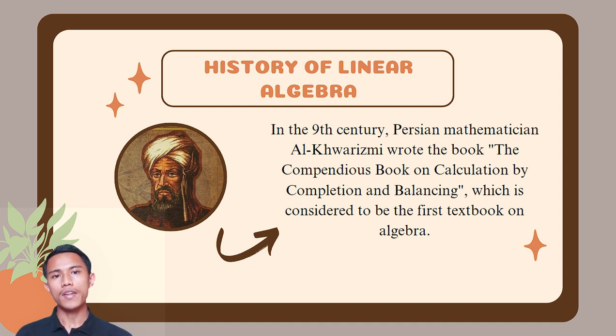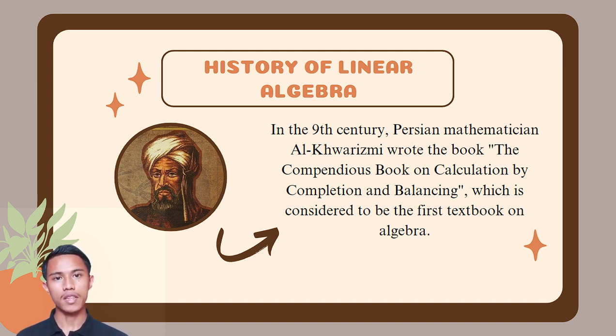So, who invented algebra? In the 9th century, a Persian mathematician, Al-Khwarizmi, wrote the book The Compendious Book on Calculation by Completion and Balancing, which is considered to be the first textbook on algebra. Al-Khwarizmi introduced the concept of the equation.